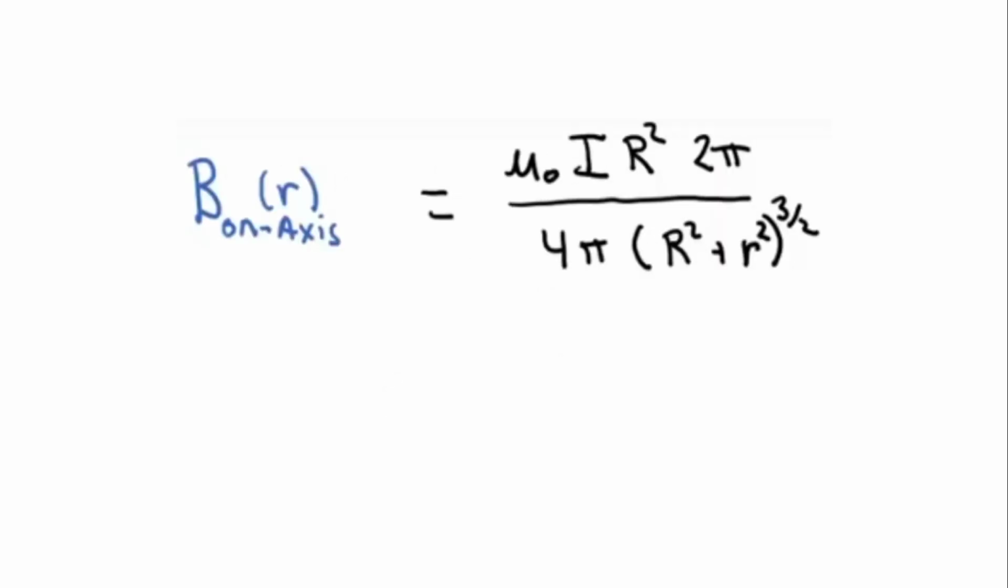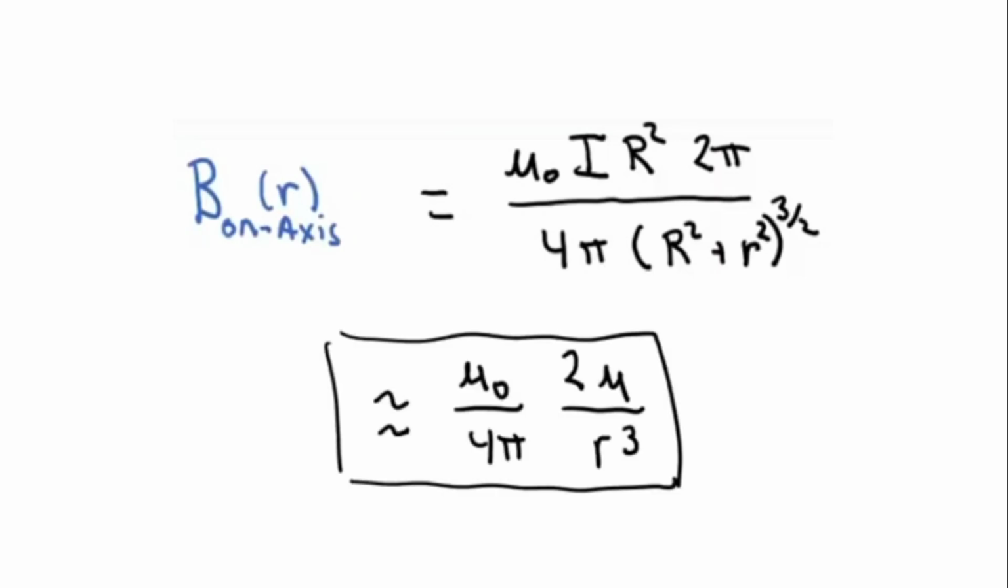Following the same procedure for the current-carrying loop, we obtain this equation for its magnetic field, where the observation location is on the axis which perpendicularly passes through the plane in which the loop lies. There is, again, a special case when the observation location is small compared to the radius of the loop, and the magnetic field can be approximated by this equation here, which is proportional to 1 over R cubed.